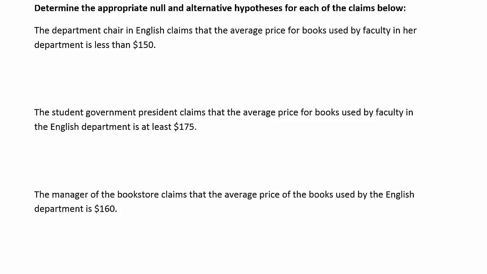So let's first look at the first statement. It says the department chair in English claims that the average price for books used by faculty in her department is less than $150. Okay, so I'm going to say the original claim is that the average price, which I'll represent as the mean, mu, is less than, so that's a less than symbol, and then $150. You can just write 150 if you want. The context is clear that it's $150, you don't have to put the dollar sign. Okay, but that's your claim.